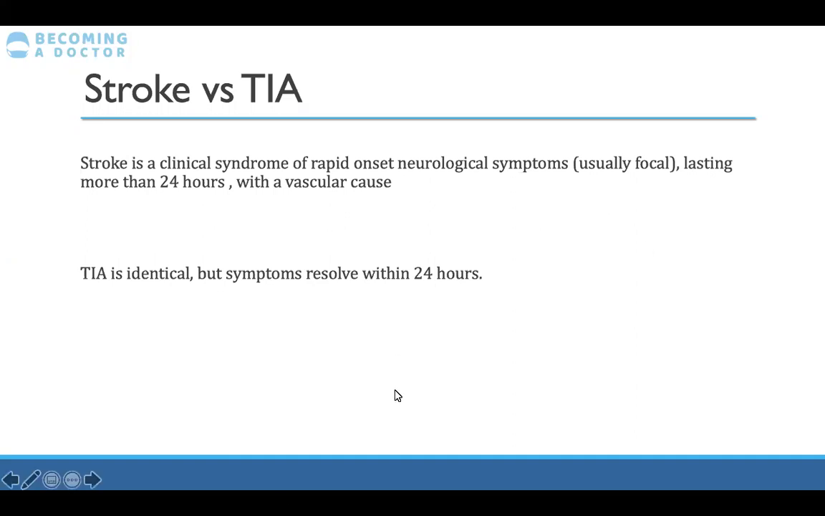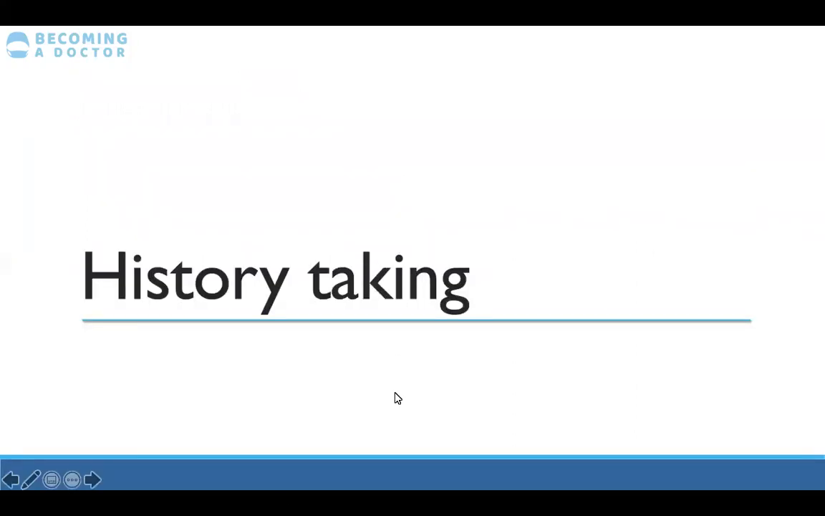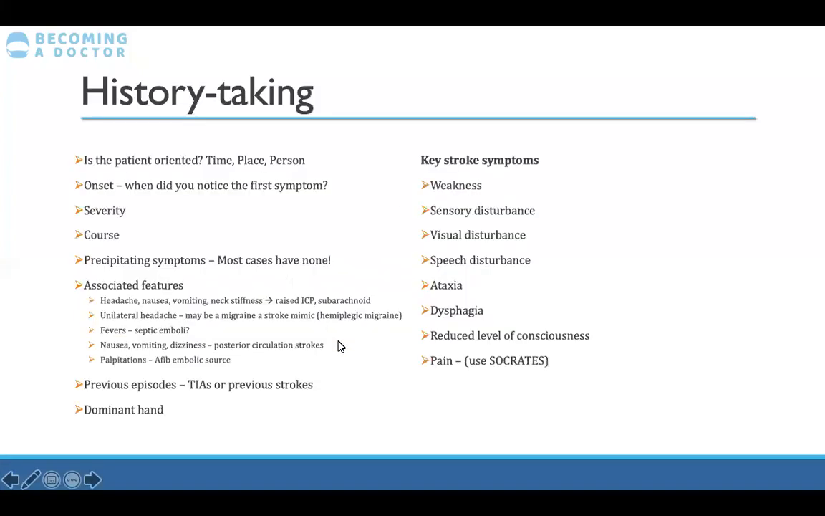Okay, now that we have that base, we can talk about what things we can ask while taking a history. With any patient, make sure that they're oriented to time, place, and person. You also want to know when they were last seen normal and when they were last known well. So you want to know at what time the onset was. This gives you an idea of whether this was an acute onset or how long it took to develop.